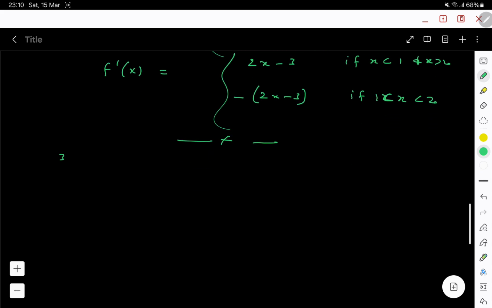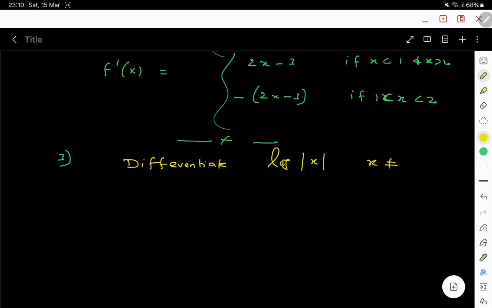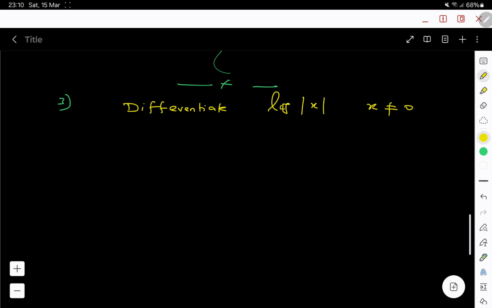Now, third question: differentiate log of mod of x, x is not equal to 0. Take f of x equal to log of mod of x, x not equal to 0. And now there are two intervals, one where x is greater than 0 and one where x is less than 0.